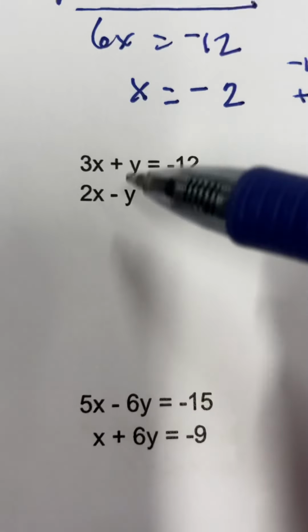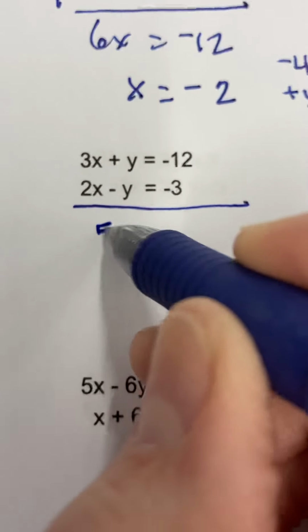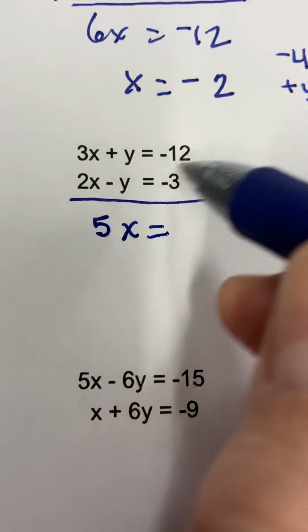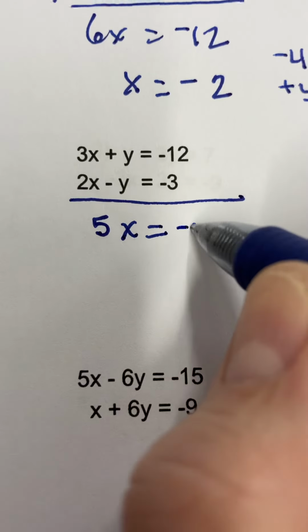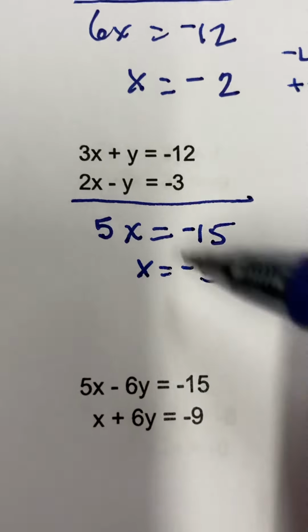All right, here again, our y's are going to cancel, so we're set up again for elimination. I'm going to add down. I get 5x. The y's eliminate. Negative 12 plus a negative 3 is negative 15. Divide both sides by 5. You get a negative 3. So x is negative 3.